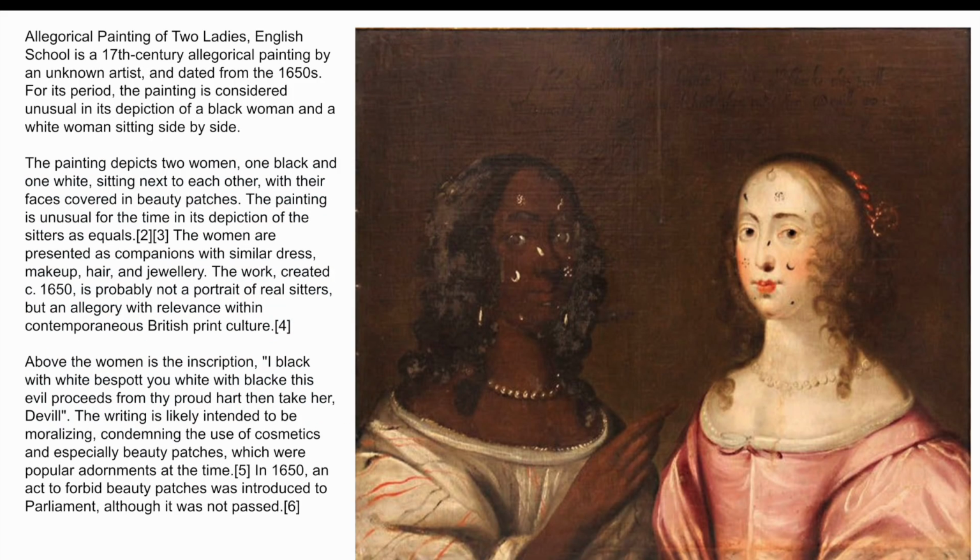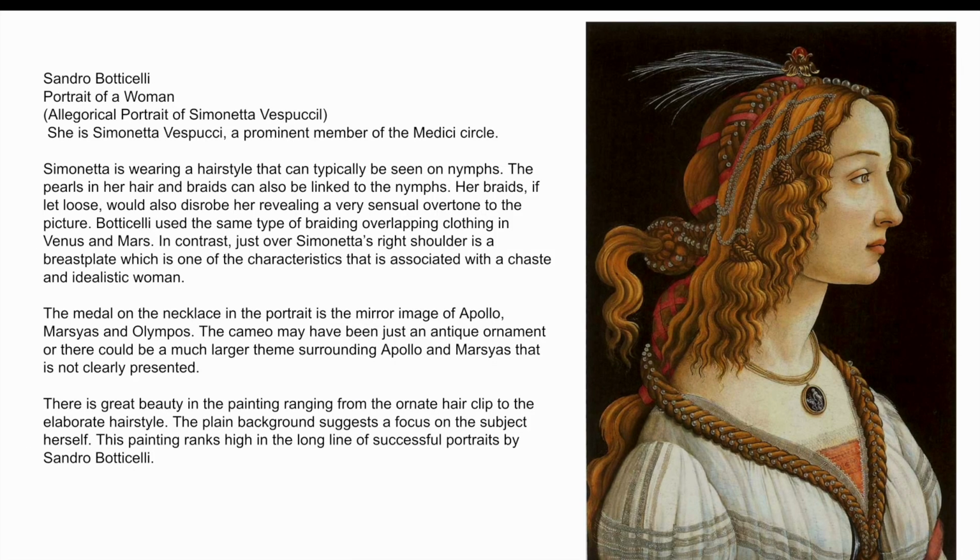This is an interesting one I found, Allegorical Painting of Two Ladies. That's a really interesting one. This artist is unknown. I'll let you read all about that if you want to pause. It's super interesting. All right, and this is Botticelli again, Allegorical Portrait of Simonetta Vespucci. So she is someone in the Medici circle, but she's wearing a hairstyle, it says here, that can typically be seen on nymphs. So it's kind of an allegorical portrait of her, where she dressed up, wore certain clothing, certain jewelry, certain hairstyle to convey a certain allegory.